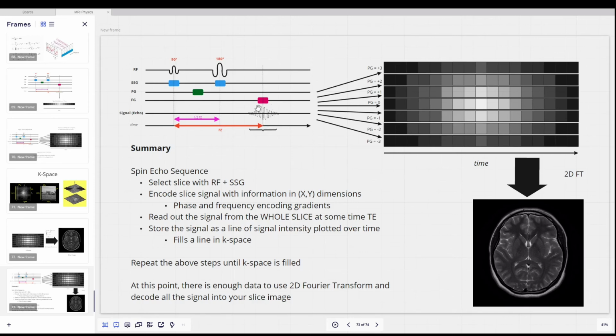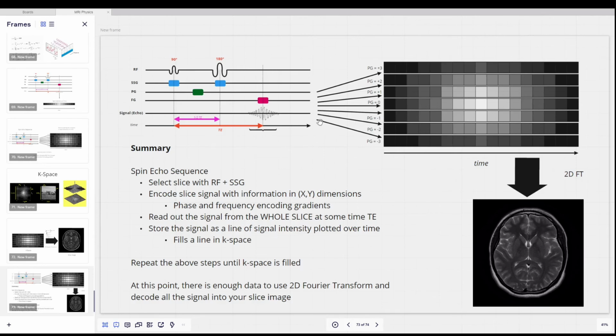And when the computer reads the signal, what it's doing is saying, okay, what's the signal at this time? Let's make a note of that. What's the signal at the next time point? Make a note of that. And it's plotting how strong that signal is over time. It looks like one of these rows, and that fills a line in K-space. So if you hear that term thrown around, that's all it means. Filling a line in K-space just means running the sequence one time and recording the signal over time.